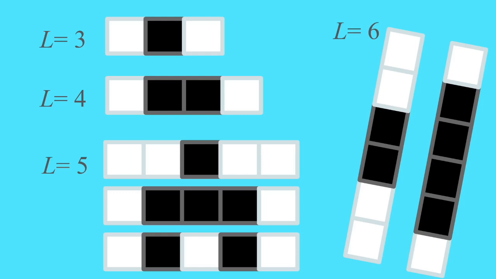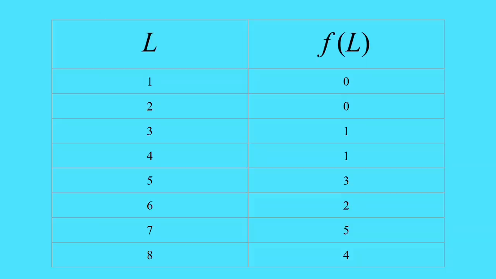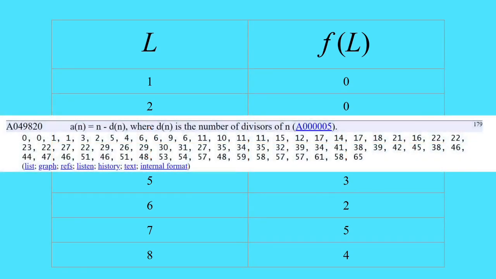It was at this point that I wrote a calculator program to count up how many patterns there are for a given length, and I put the first few terms into this table. When I searched the full sequence I'd found so far in the Online Encyclopedia of Integer Sequences, it seemed to be equivalent to this sequence, where the nth term is equal to n minus the number of divisors of n. It was at this point that the problem hooked me.